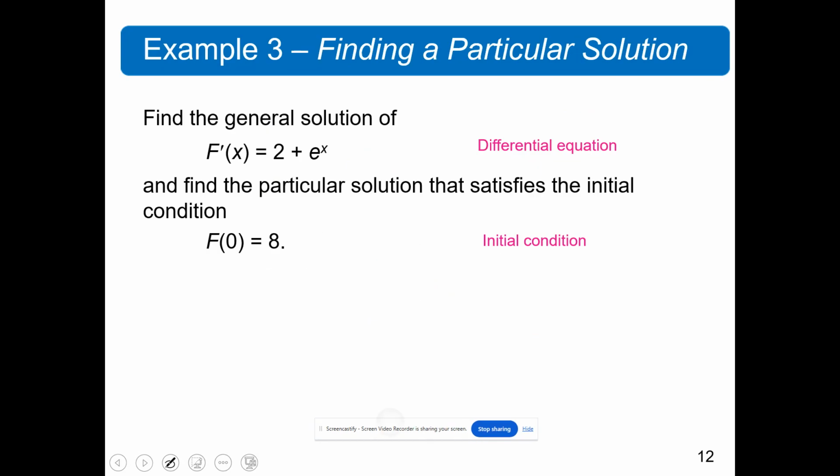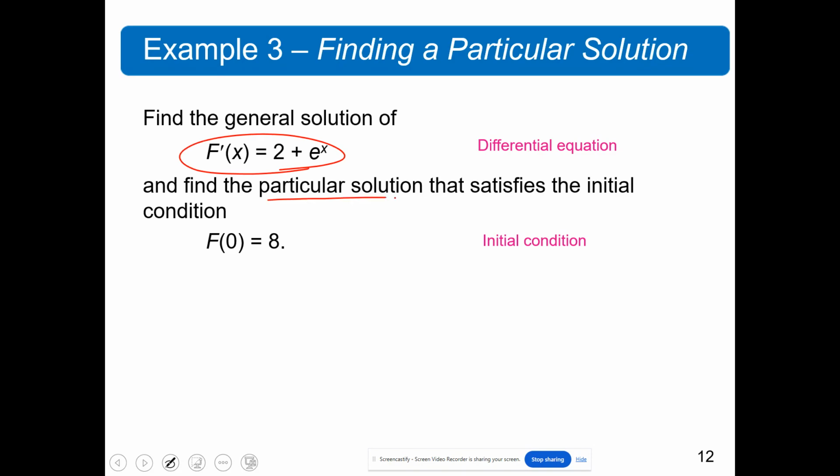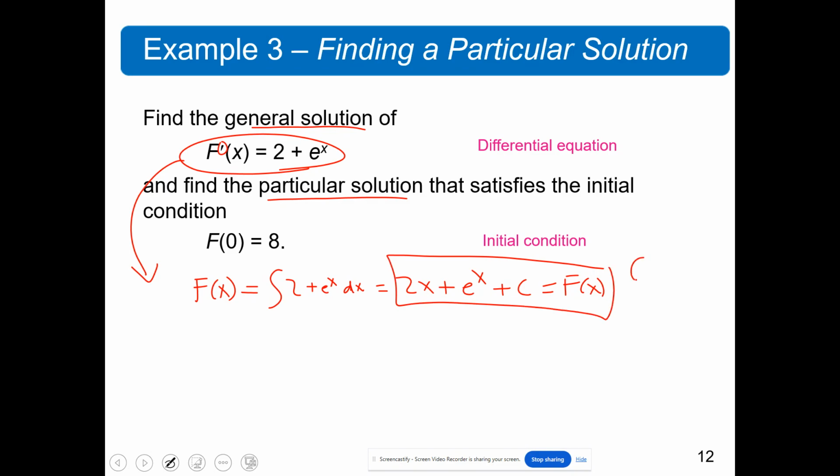Our third example here, we have a differential equation. We're asked to find the particular solution. We're actually asked to find both the general solution and the particular solution. So let's go ahead and do the general solution first. So f of x, notice I've gotten rid of the prime, would just be the integral of 2 plus e to the x dx. And so the antiderivative of 2 is 2x, and the antiderivative of e to the x is e to the x plus c. So here's our general solution.